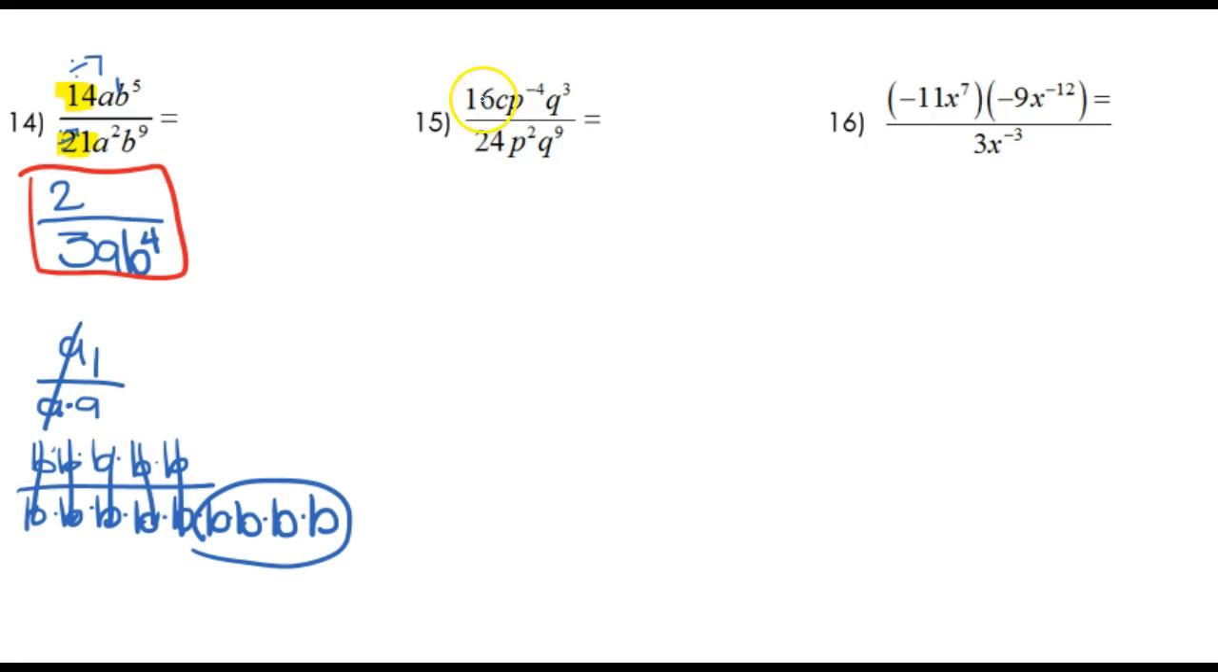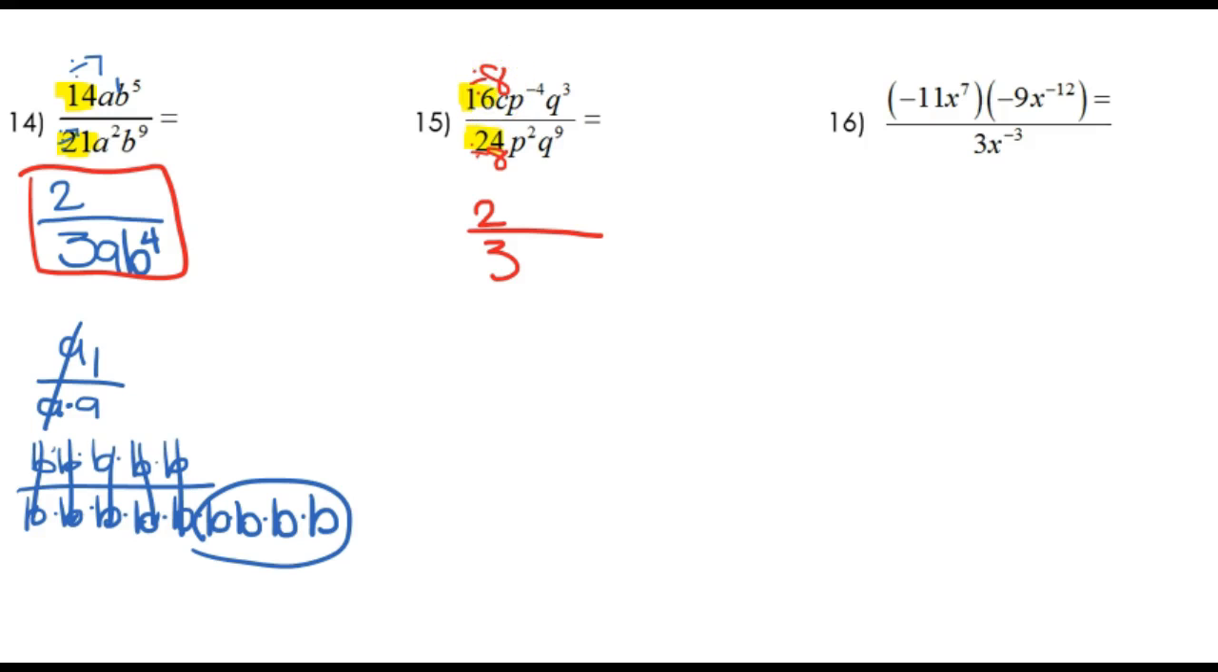Number 15. 16c p to the negative 4th, q to the 3rd, divided by 24 p squared, q to the 9th. So same thing here, I'm going to simplify these two constants. 16 over 24, they have a common factor of 8. So if I divide both the numerator and the denominator by 8, I'm going to get, again, 2/3.